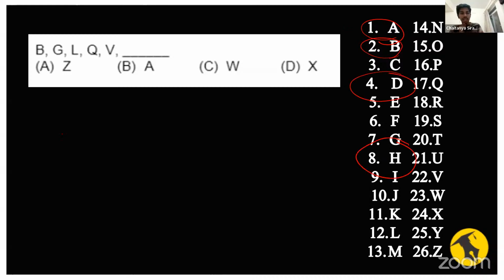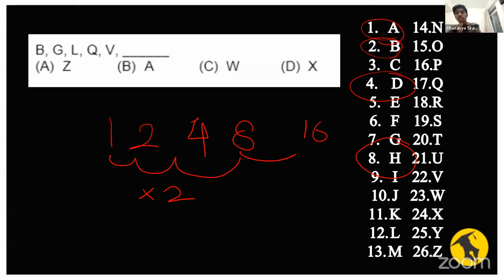So here you can recognize the pattern 1, 2, 4, 8. You are doing a multiplication of 2 every time. So next will be 16. The number corresponding to 16 is P. So the term will be P.